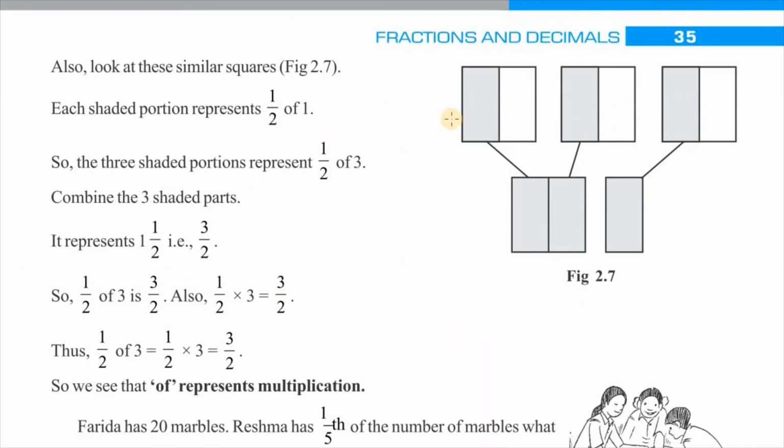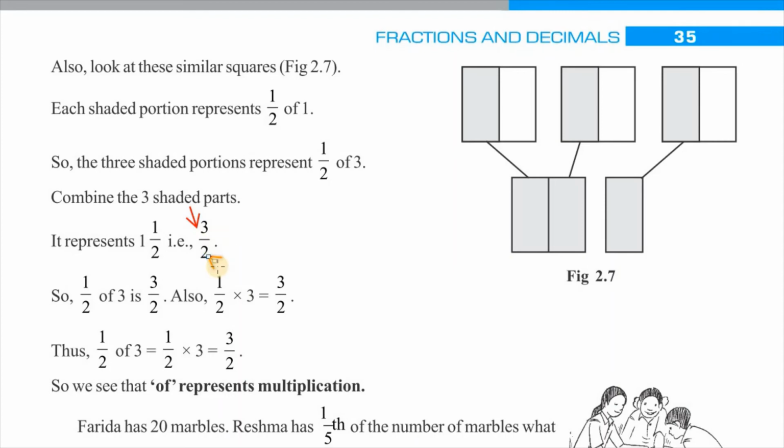We have more examples here. Here we have half, half, half. What is half of 3? Because we have 3 such squares, what is half of 3? What we need to do is multiply. So the answer is going to be 3 by 2. This is actually very easy to understand intuitively. Half of 3 is nothing but 3 divided by 2. So what you need to do to get half of 3 is divide by 2.